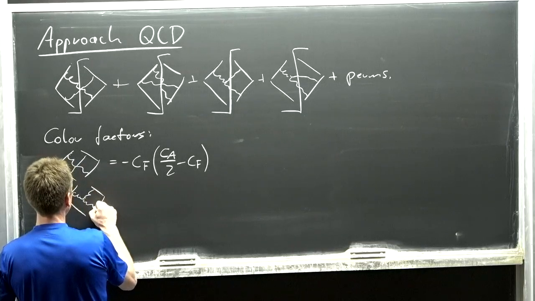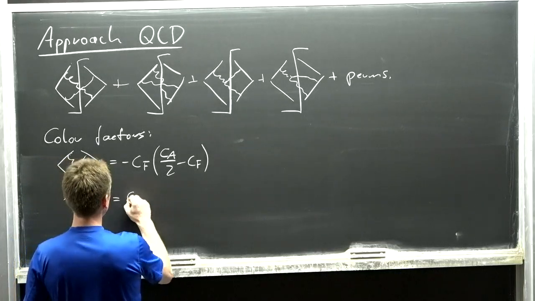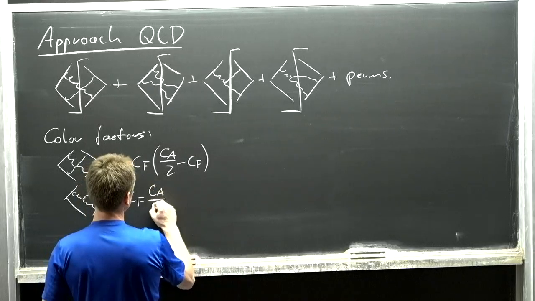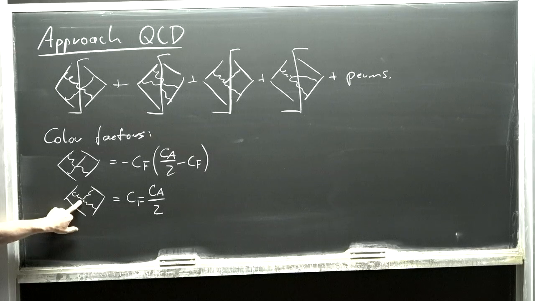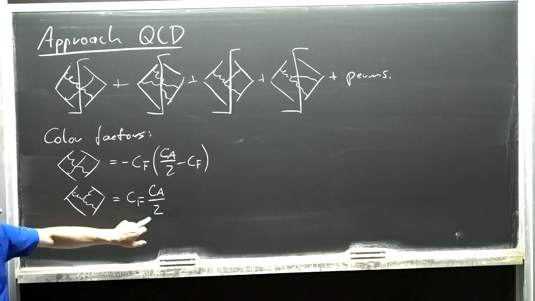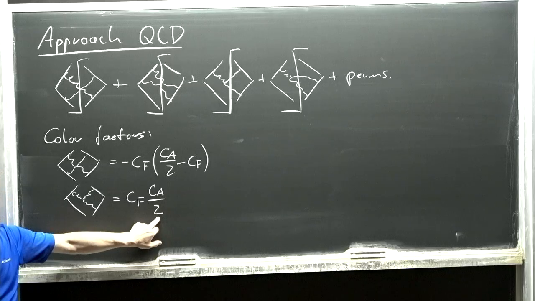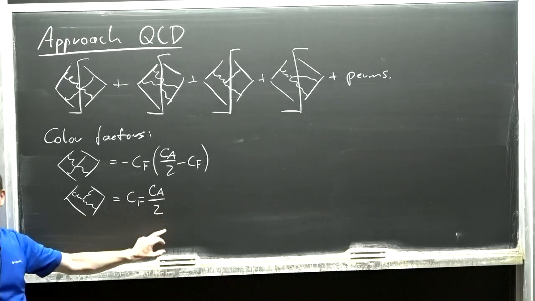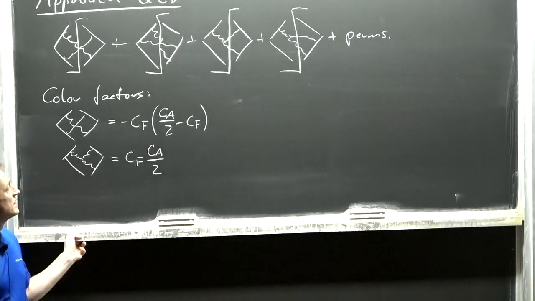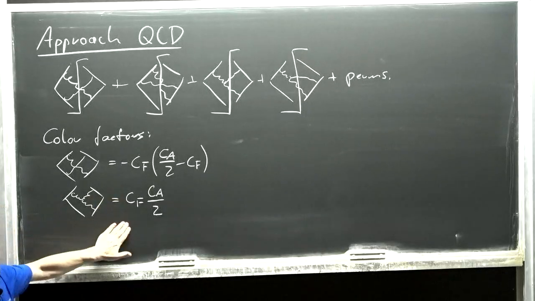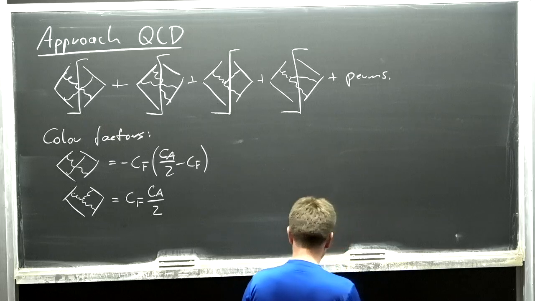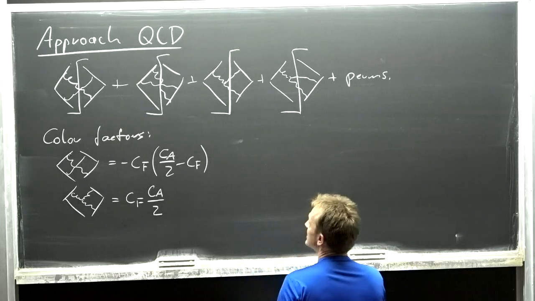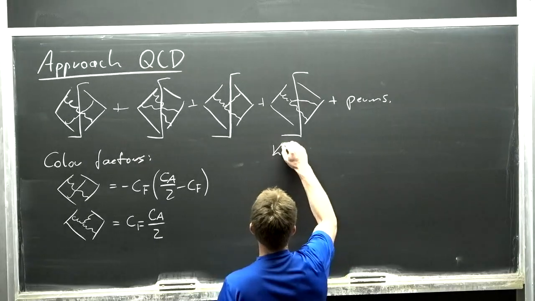And the different color factor will be C_F times C_A/2. And that's the one with the triple gauge coupling. Not surprising, because here I have a genuinely non-abelian structure, right? So it better be proportional to the Casimir operator of the gluon. And I encourage you to do that as an exercise. Okay, so these are the color factors, and then we do the kinematics.